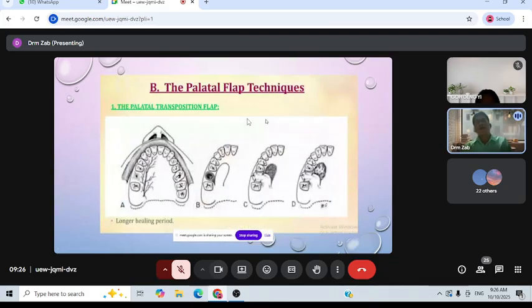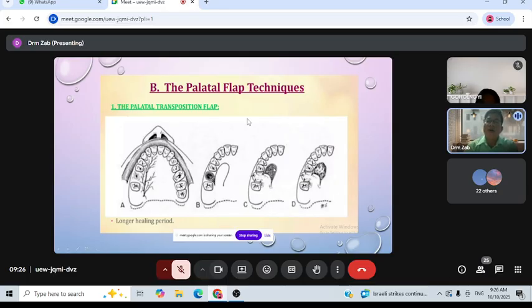You can also use a palatal rotational flap. This is based on the greater palatine artery. This is the defect. Then you raise a tongue-like flap, with the greater palatine artery within the flap. So the blood supply basically comes from the greater palatine artery. Then you rotate the flap.